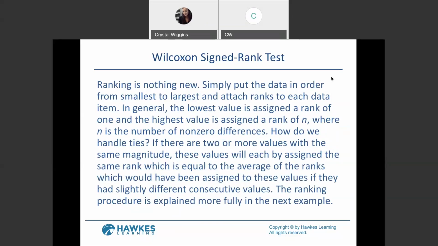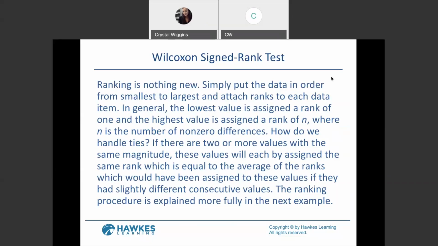Simply put the data in order from smallest to largest and rank the lowest value as rank 1 and the highest value your highest rank. Could be n, which is the sample size, or it might just be the highest rank of the set. Also, just like the sign test, the zeros are ignored. So anything that has a difference of 0, you ignore and take out of the count of the sample size n.